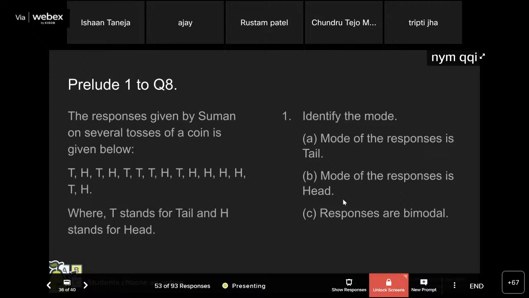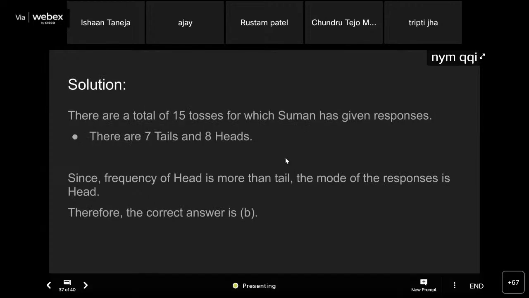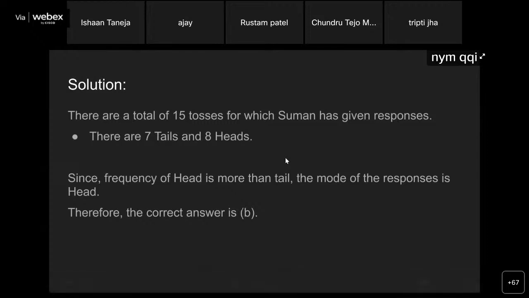Those who have ticked option A and option C might have made some error in counting, I hope. So in total, there are 15 tosses, of which 7 are tails and 8 are heads. So the frequency of heads is more than tails. So heads is the one category with the highest frequency, right? So that will be the mode.